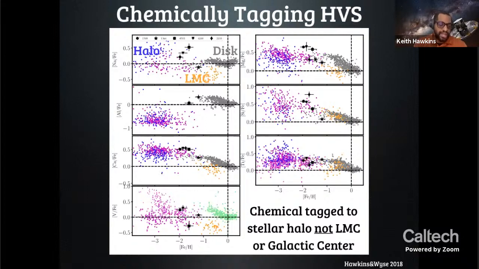We have an ongoing project with an NSF grant to get many, many more. We've observed something like 40 now of these fast-moving stars, and we're now doing the analysis to see how many of them may have come from the LMC versus how many may come from the galactic center. So that's some of what we can do with chemical tagging.